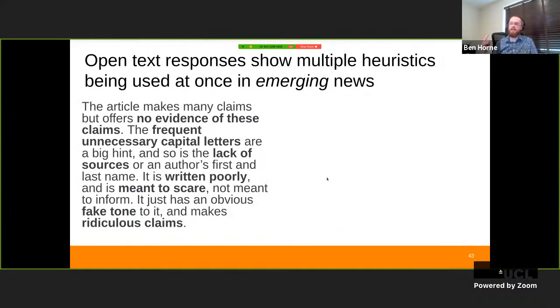On the other hand, just as the stats showed, in the emerging news category, we do see this personal belief alignment, but we often see it paired with lots of other heuristics. So they're going down the line of, here are all the reasons I could choose to believe or not believe this. For example, we can see: no evidence in the article, frequent unnecessary capital letters, this is writing style, lack of sources, writing is poor, meant to scare, fake tone, ridiculous claims, right? So there's jumping around to all sorts of reasonings.